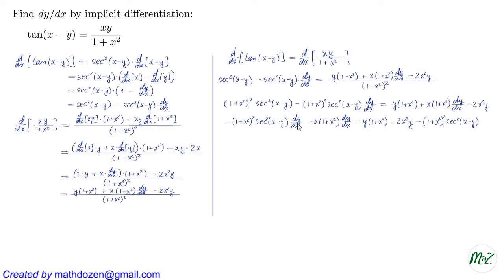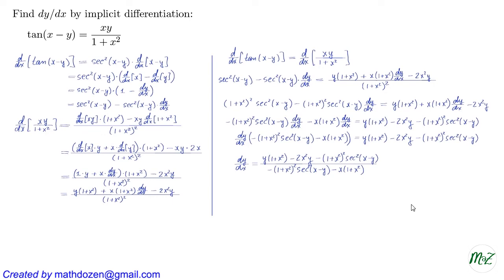On the next step, we're going to factor out dy over dx on the left-hand side. So we have dy over dx times this long parenthesis equals that same right-hand side. And to get dy over dx, we just divide both sides by this long parenthesis. So we end up having this long expression over that another long expression. And that's our dy over dx.